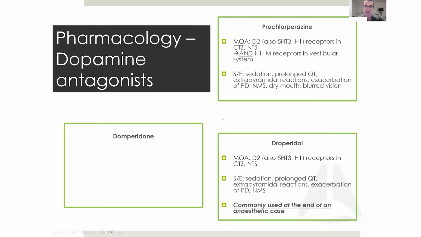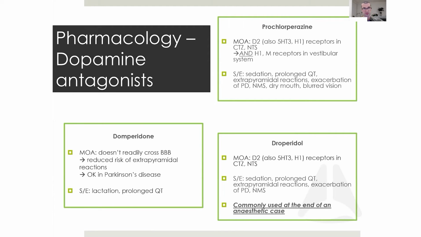And then domperidone's an interesting one. That's also a dopamine antagonist, but the reason why this one's different to all the other ones is that it doesn't actually cross the blood-brain barrier. So prochlorperazine and droperidol you would want to avoid in Parkinsonism. Same thing with metoclopramide, but domperidone might be okay. I never use it personally. I try to avoid them altogether, but because it doesn't cross the blood-brain barrier, that risk of exacerbating Parkinson's-like syndromes is reduced. So that's something just to keep in mind.